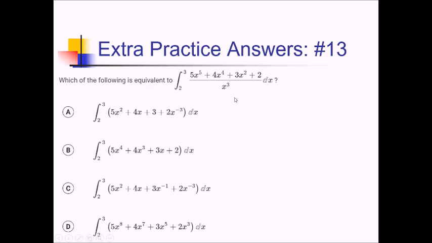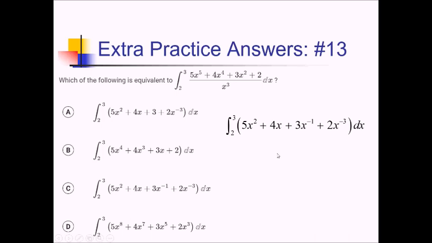All you have to do is just divide everything in the numerator by this x cubed in the denominator. So just going from left to right, we've got 5x squared plus this will be 4x, and this will be, let's see, 3x to the negative 1. 2 minus 3 is negative 1. And then finally we have 2 over x cubed, which is really 2x to the negative 3. Don't forget we still have a dx out there.